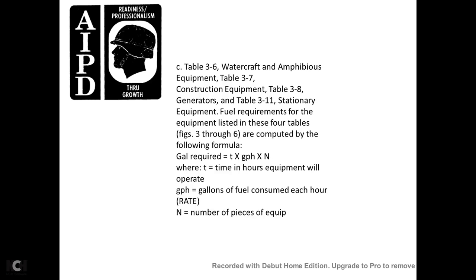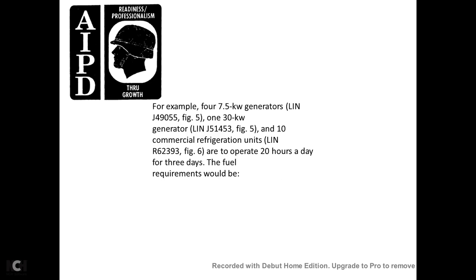Table 3-6, watercraft, amphibious vehicle equipment. Table 3-7, construction equipment. Table 3-8, generators. Table 3-11, stationary equipment. For the requirements of equipment listed in these four tables, figures 3 through 6, the following formula is used: gallons required equals the time in hours the equipment will operate, times the gallons of fuel consumed each hour, the rate, times the number of pieces of equipment.